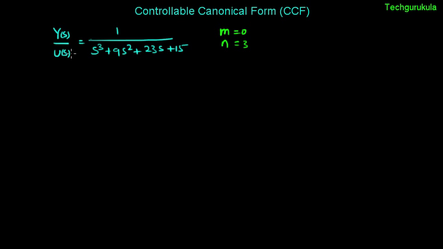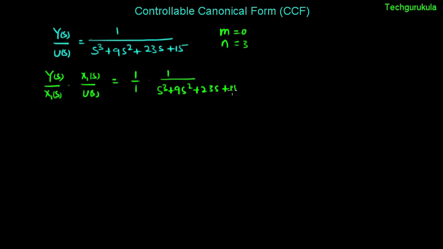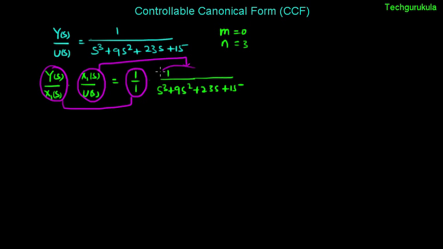So the first procedure is to split this transfer function into two parts, where Y(s)/X1(s) times X1(s)/U(s). This can be written as 1 over 1 times 1 over s cube plus 9s square plus 23s plus 15, where Y(s)/X1(s) is associated with this expression 1 over 1 and X1(s)/U(s) is associated with this expression.